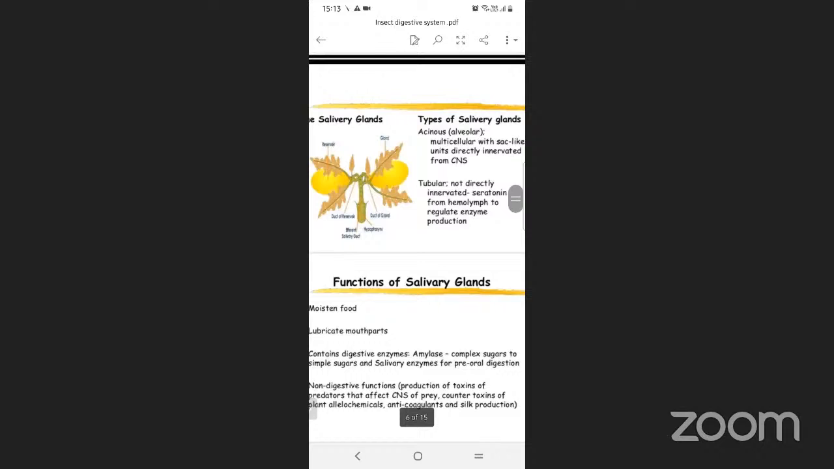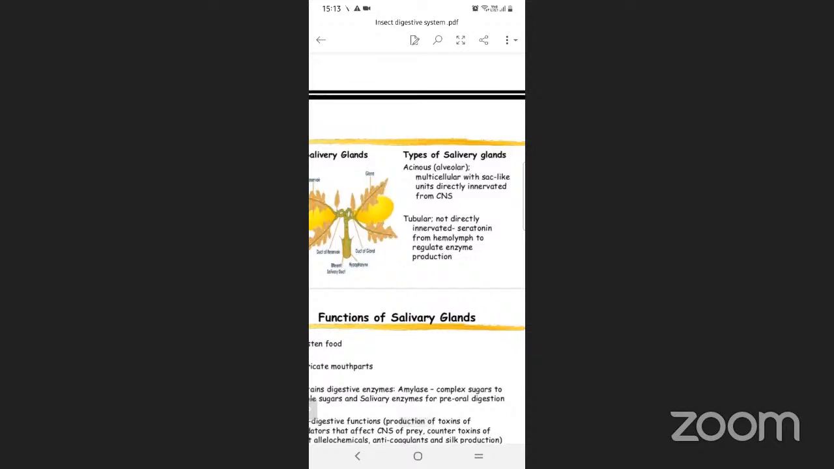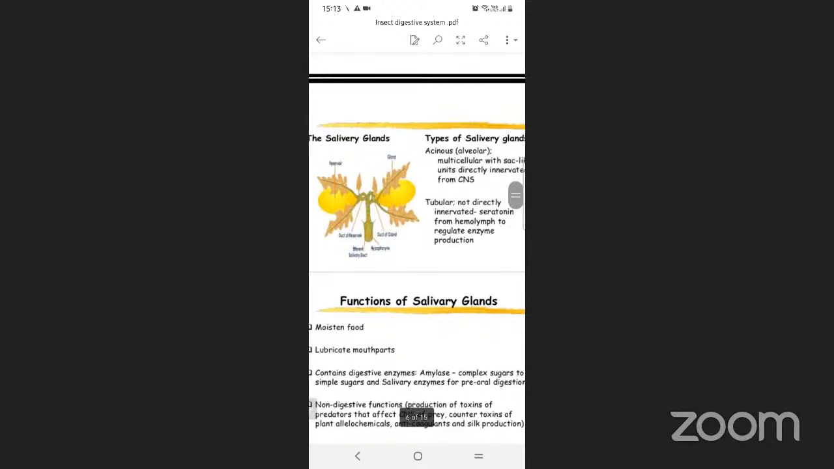And when we see the salivary glands, this is the salivary glands diagram, where these types of salivary glands are acinus, that is alveolar, and tubular in some, which are not directly innervated. We see variations in the salivary glands. The acinus type are multicellular with sac-like units directly innervated from the CNS, the central nervous system. Tubular ones are not directly innervated. Serotonin from the hemolymph is released to regulate enzymatic production. So they vary in different types of insects.